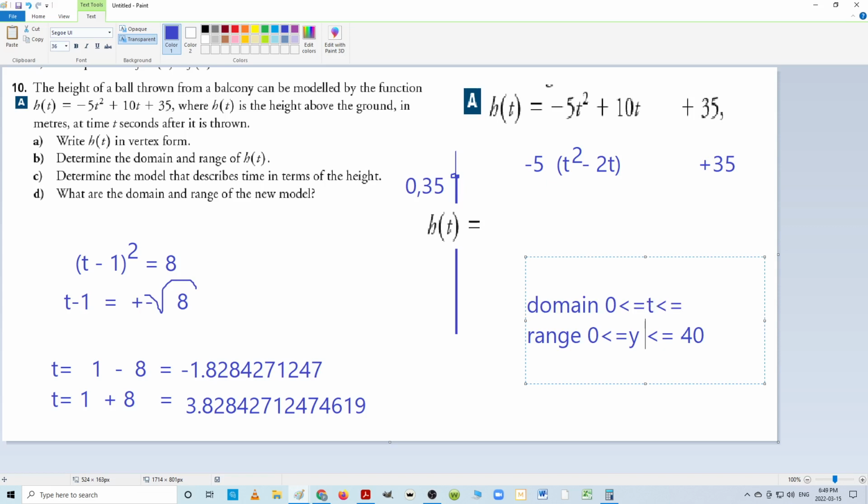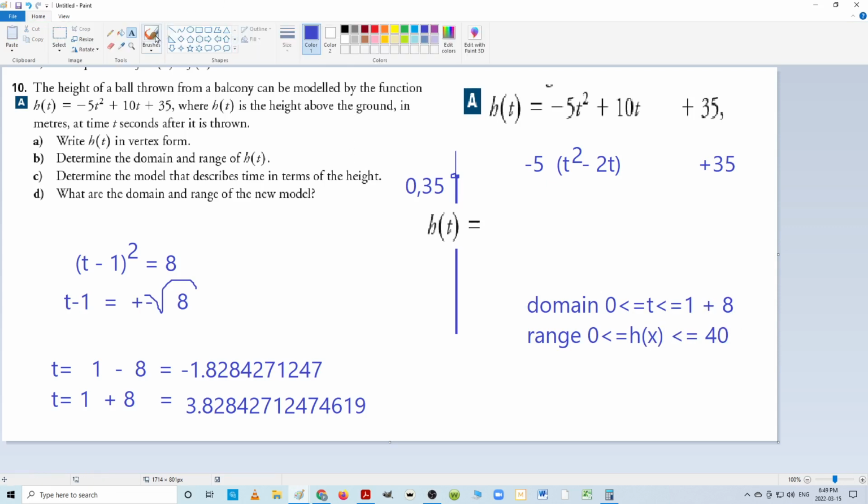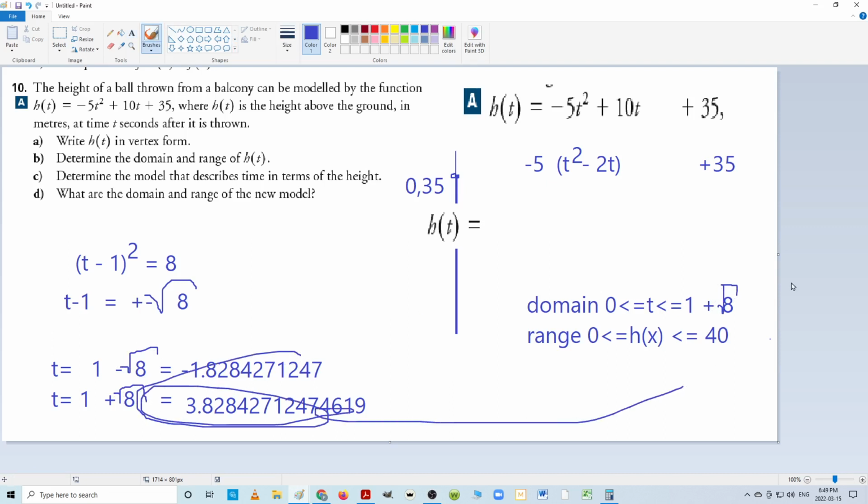And by the way, you should call this the height, h of x. And it's going to be smaller or equal to 1 plus the square root of 8 if I'm going to be really accurate, because you'll discover that decimals are not accurate. There's the actual decimal, but your teacher would want you to be exact. So that's the domain and range.